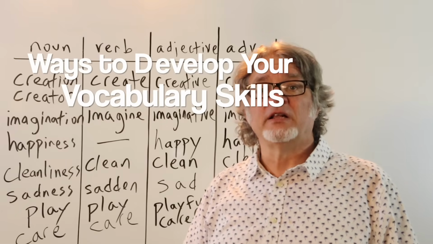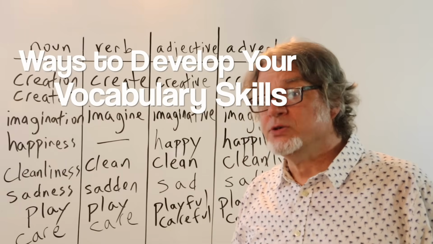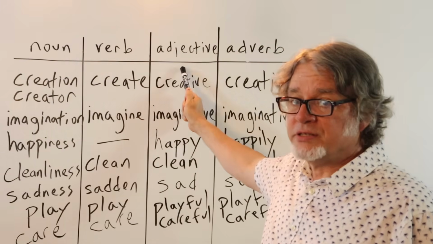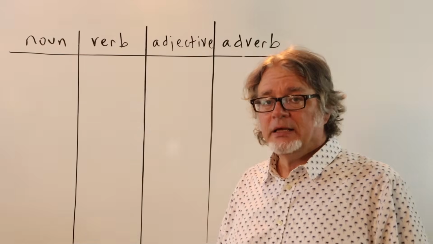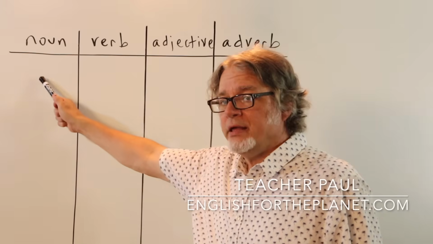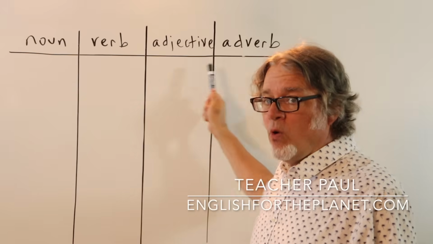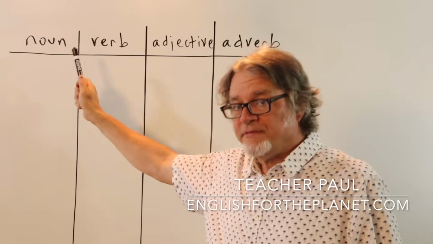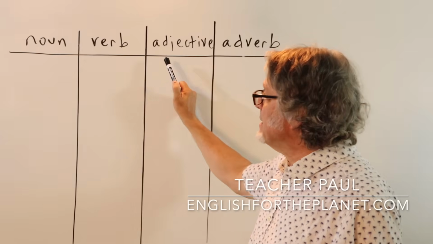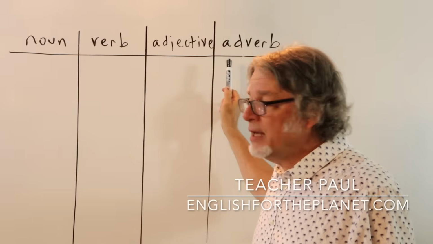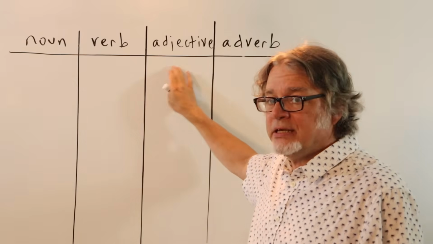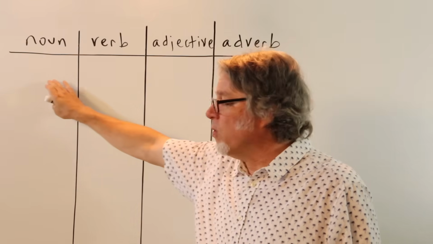One of the ways to develop your vocabulary skills is to practice going from noun to verb to adjective and to adverb. In this exercise, I'll show you how you can take a word in any one of these 4 categories. These represent 4 of the 8 parts of speech: noun, verb, adjective, and adverb. And try to fit the word by changing it in each of these 4 groups.